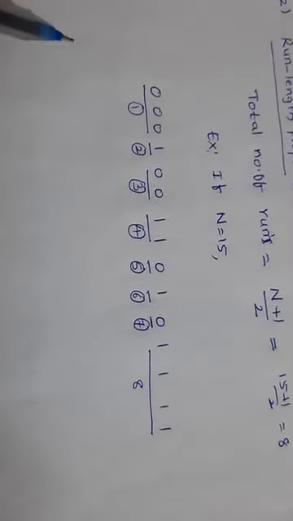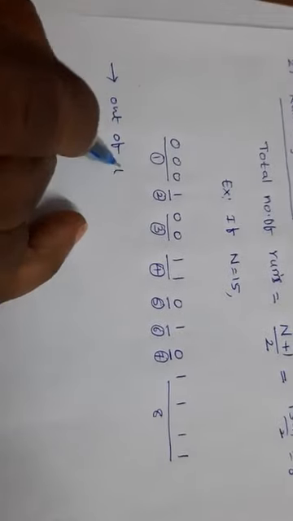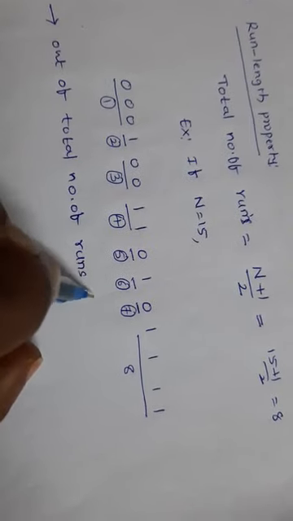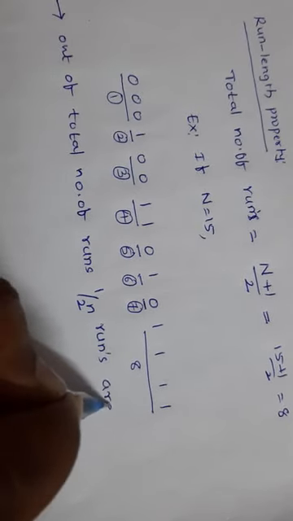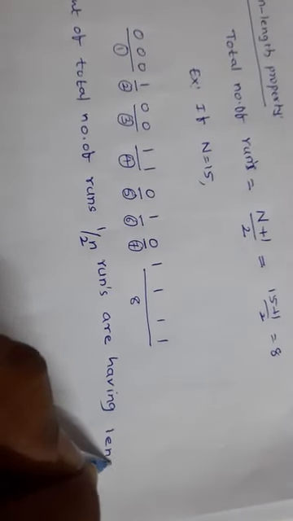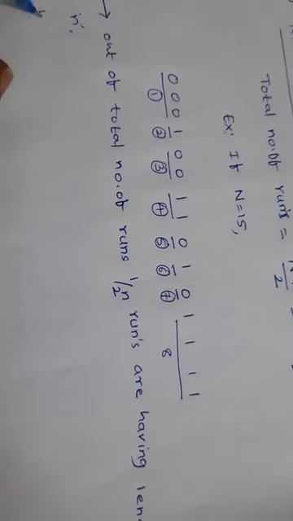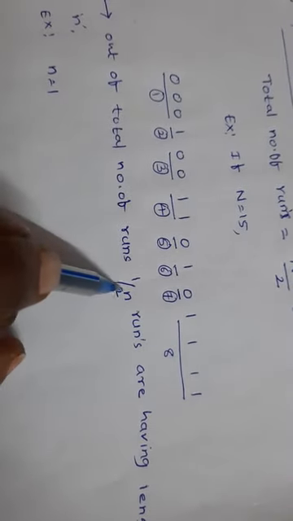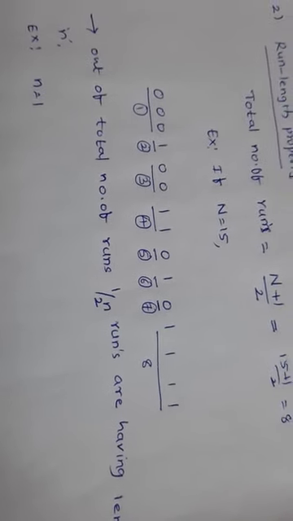Now see here, out of the total number of runs, 1 by 2 to the power of n runs are having length of small n. Let's see, for example, n is equal to 1. That means the length of the run is 1.